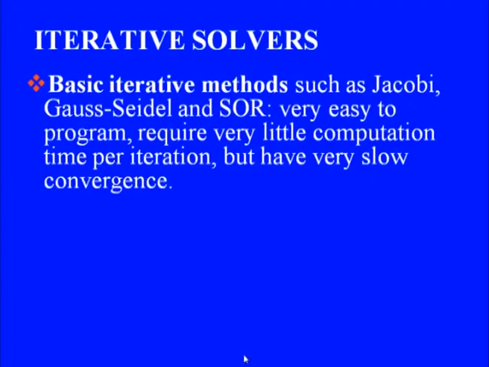Now let us move on to the iterative solvers, and there is a simple classification of these iterative solvers. They are put in two categories: basic iterative solvers and accelerated or advanced iterative solvers. Basic iterative methods, typical examples, are Jacobi's method, Gauss-Seidel method, and SOR. These methods are very easy to program. We will see their algorithms in a short while from now. They require very little computation time per iteration, but they have very slow convergence.